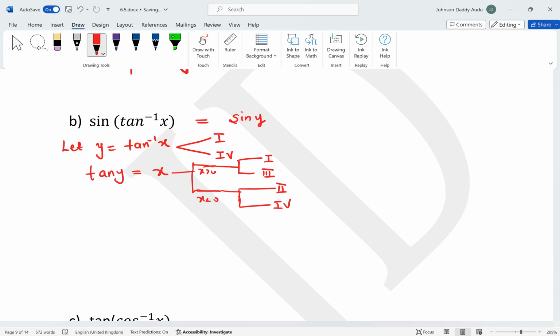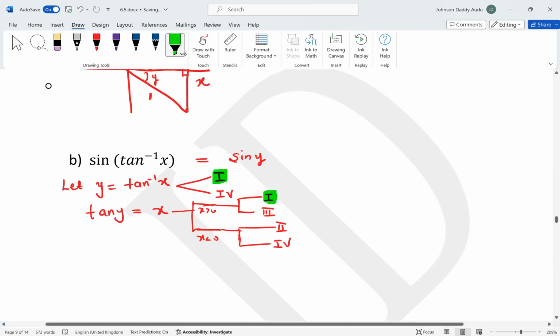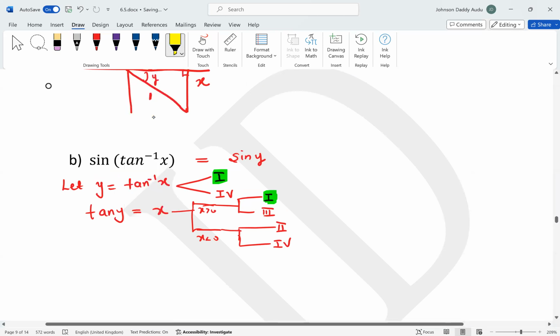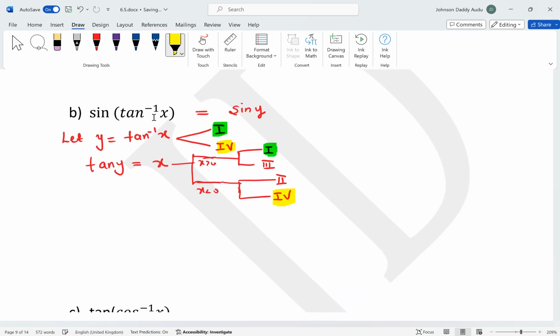So which quadrant is common? We will see that we have this quadrant is common. Here you have 1, here also you have 1, right? And we also have the common quadrant. We have quadrant number 4 also. So it means we'll be either in the first or in the fourth quadrant.